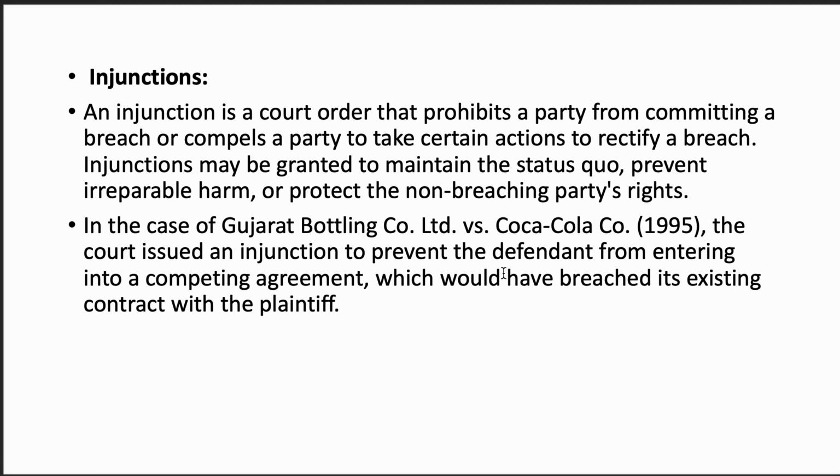So they both were in a contract, that is, the Gujarat Bottling Company Limited was in a contract with Coca-Cola, and Coca-Cola was trying to make a competing agreement with another company, and to stop that, the Gujarat Bottling Company Limited brought an injunction from the court and stopped the competing agreement that was supposed to be entered into by the Coca-Cola company with another company.